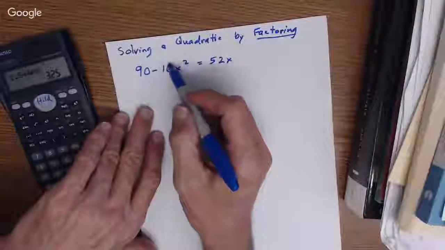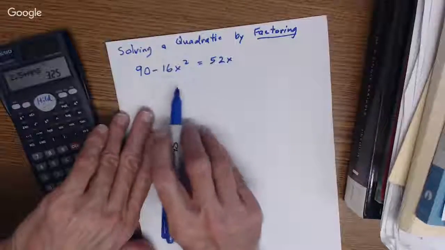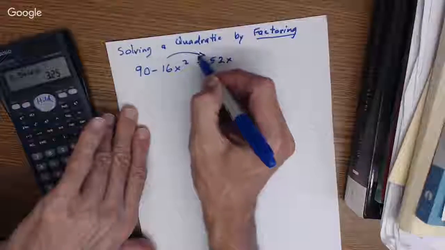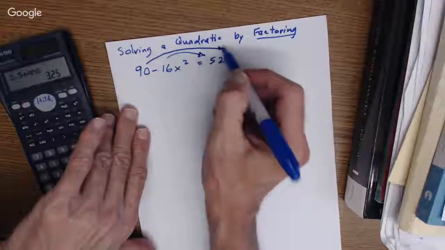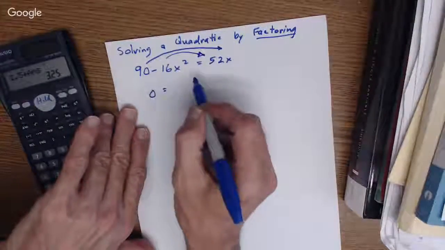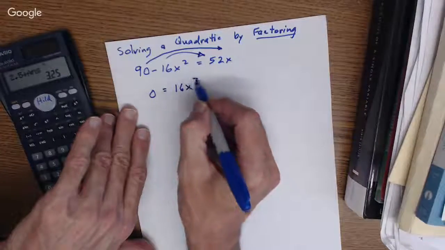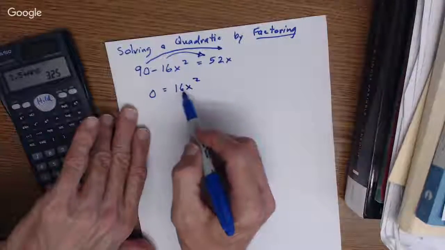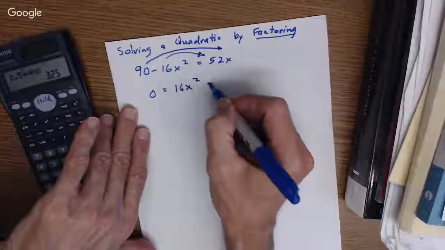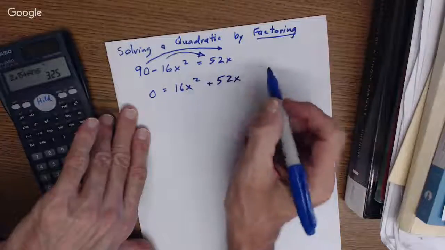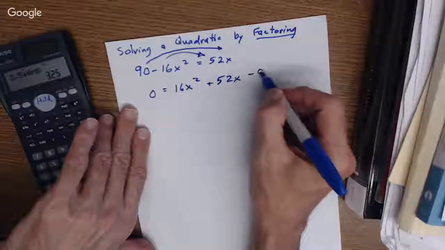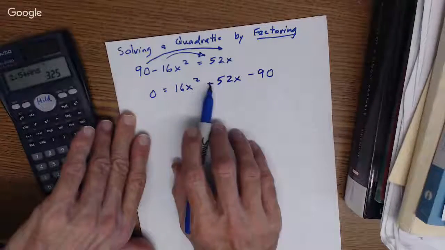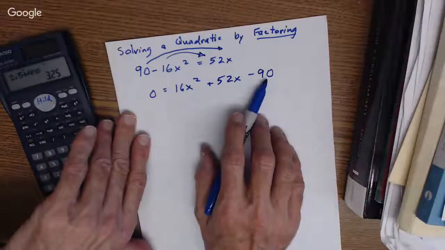So let's start by putting it in descending order, and I want the leading term to be positive. So I'm going to take all these terms over to this side of the equation. I'm going to make it 0 equals positive 16x squared. When it goes across the equal sign, it changes sign, so negative 16x squared becomes positive. It's going to be a positive 52x and a minus 90. So it's in descending order: the biggest exponent first, then the next biggest, and then finally a number by itself at the end.